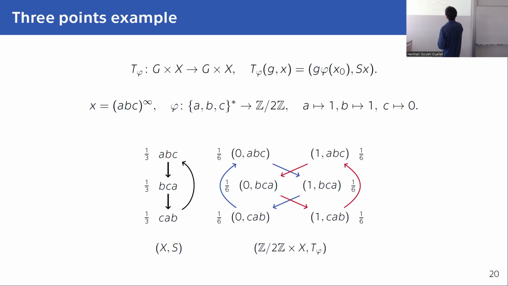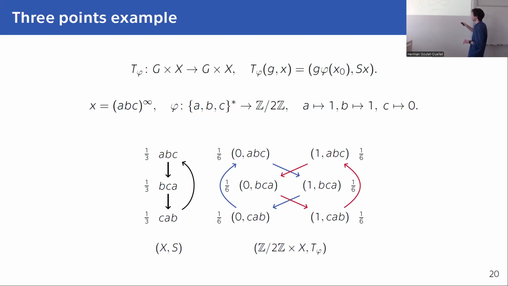So I give my morphism here. It sends A and B to 1 and C to 0. Here is what X looks like in sort of diagrammatic form, right? Here you should imagine that you should add like an infinity. This is just a shorthand. And so here's how the shift map acts on my 3 elements. And here are the measures of each element, right? And to the right, you have the skew product.